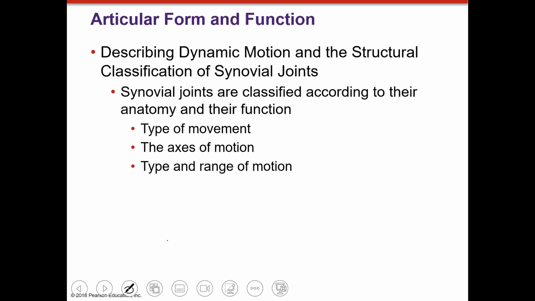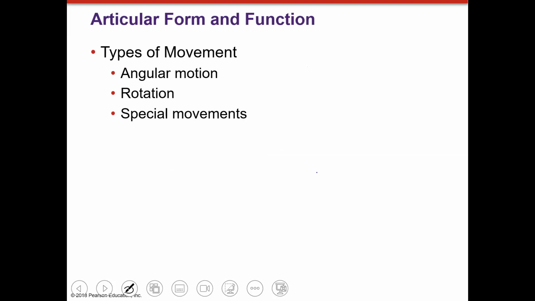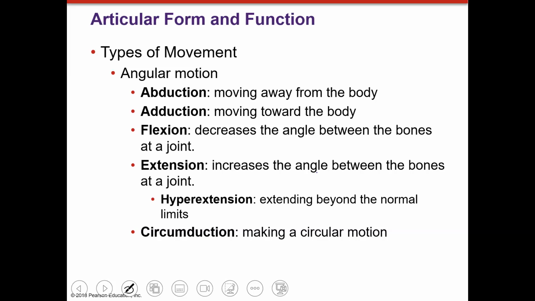So describing dynamic motion and structural classifications of synovial joints. So we're going to look at this as far as their types of movement, the axis of the motion, okay, and the type and range of motion. So our types of motion, we're going to see angular motion, rotation, and specific movement. So let's take a look. So angular motion, we're going to call this abduction and adduction. Abduction is moving away from the body part. Okay, so abduction, away from the body. Adduction is moving toward the body, and we'll see this in a moment.